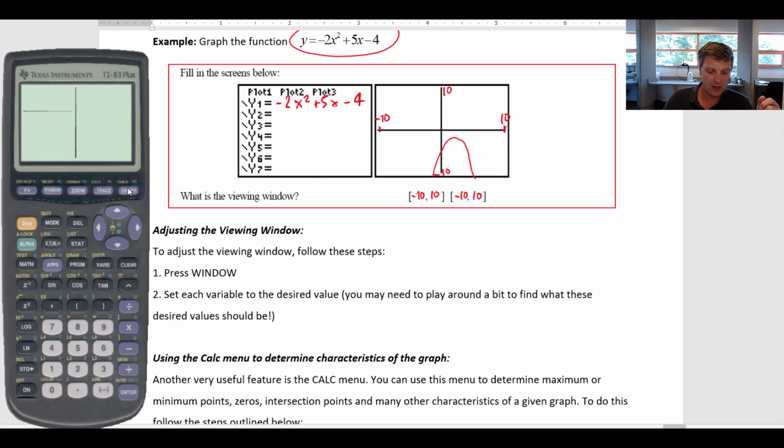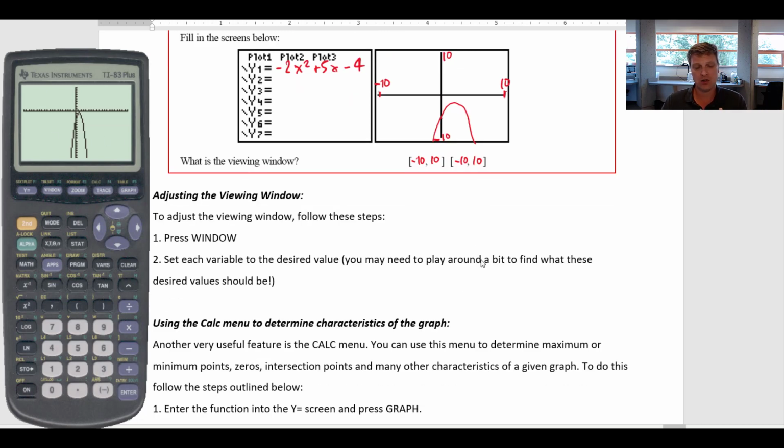And so when I hit graph, you can see I've expanded out on the side, and I've shifted down a little bit. This is what the graph looks like with that new window. Okay. So again, as long as you can see the parabola or the function in your window, then that window should work.